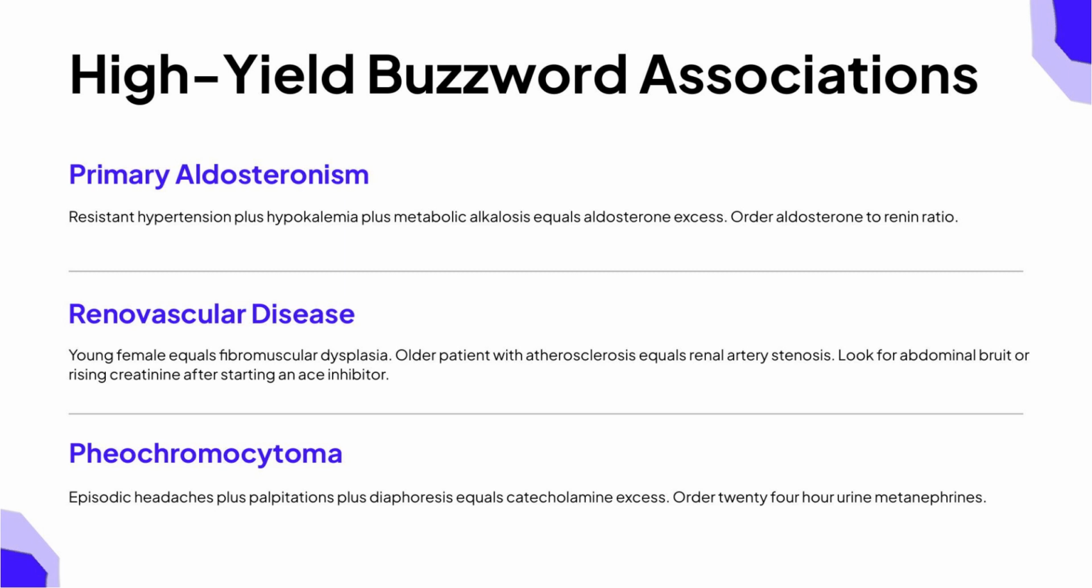For pheochromocytoma, remember the episodic triad. Headaches plus palpitations plus diaphoresis. This equals catecholamine excess. Order 24-hour urine metanephrines. Now let us apply these patterns to a practice question.